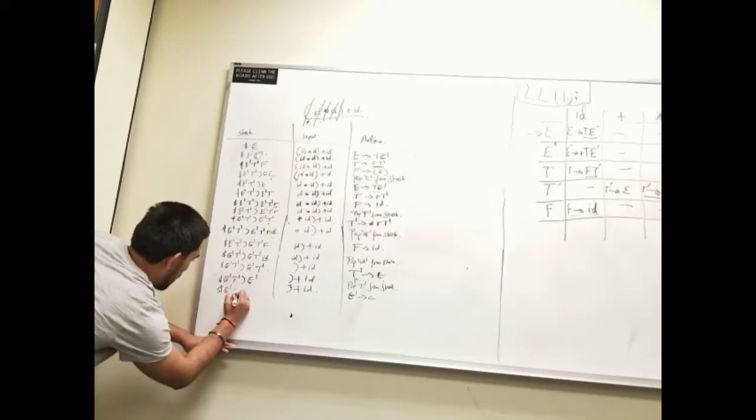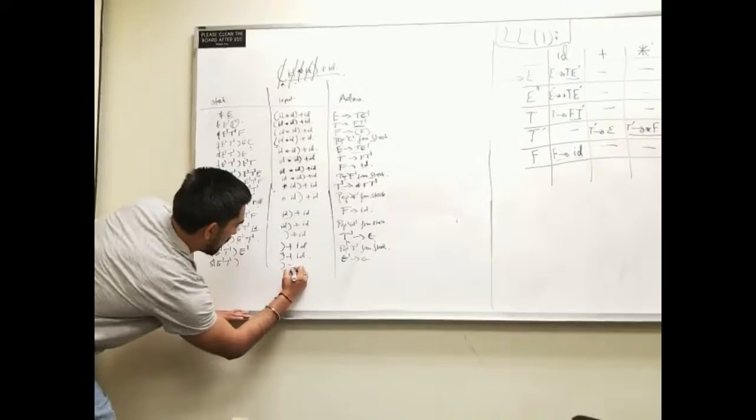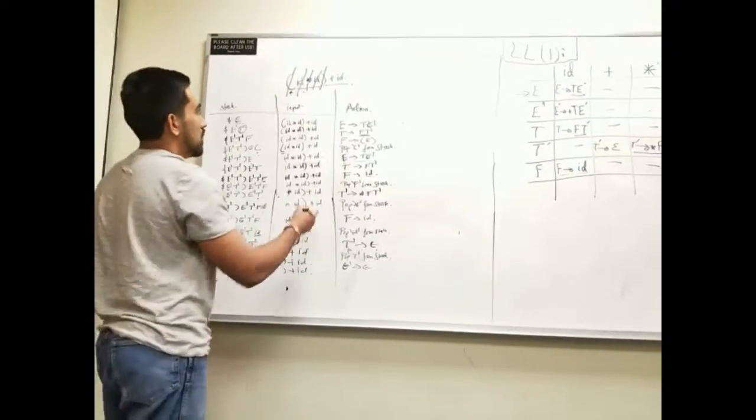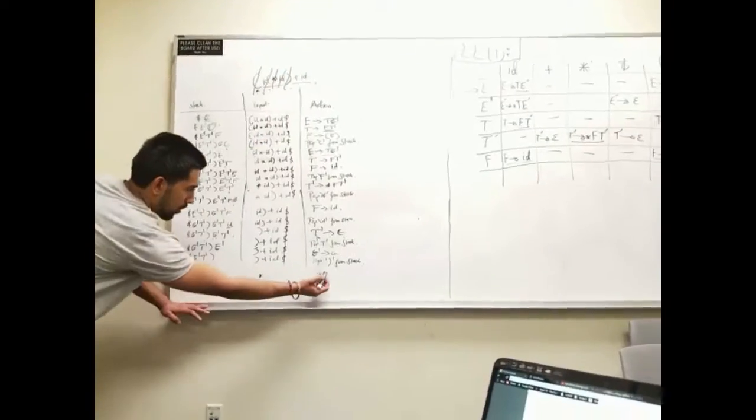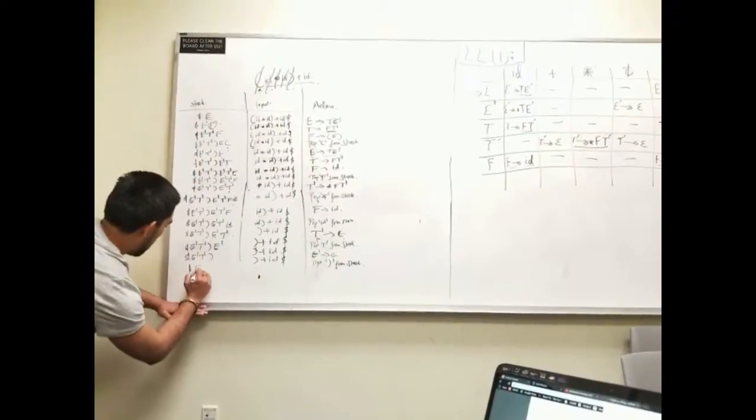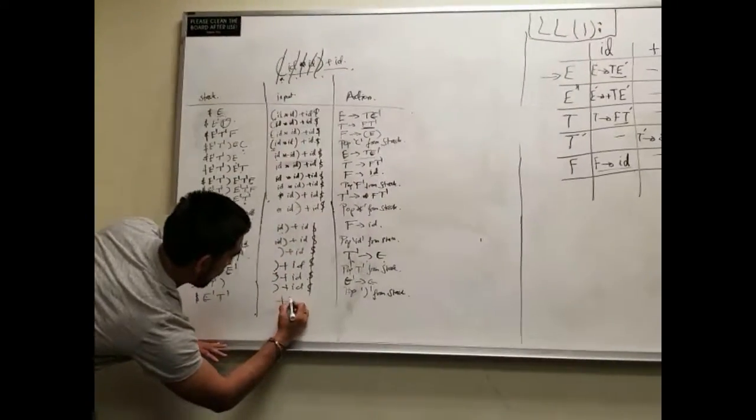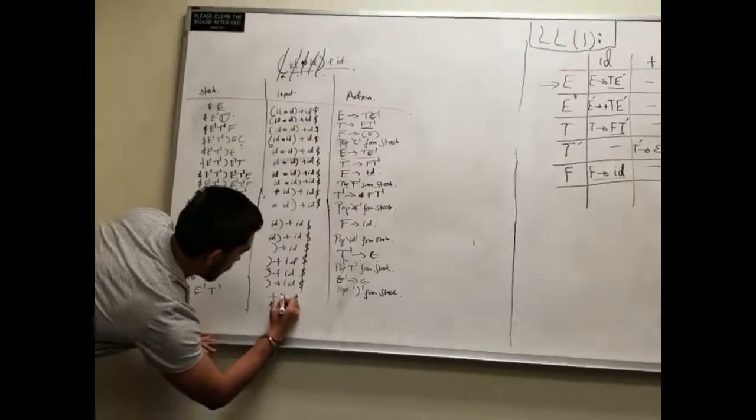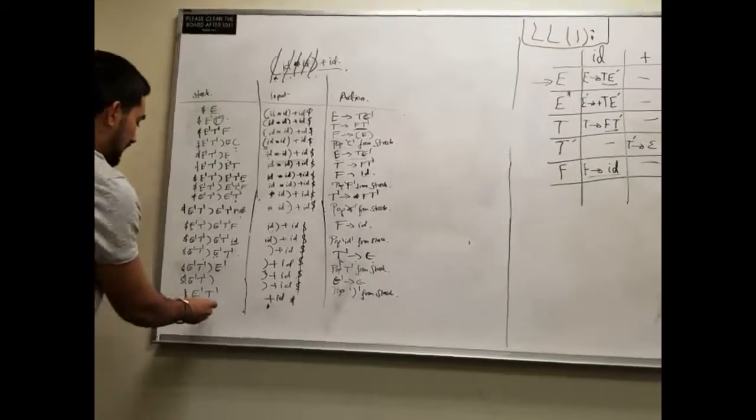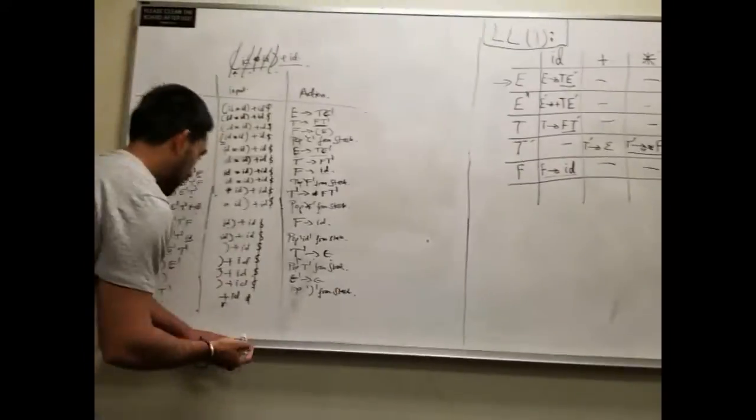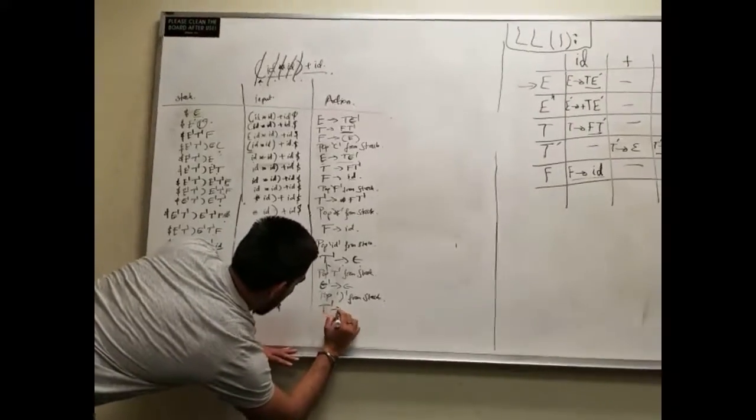So E prime, T prime, closing parenthesis, and the input will be still the same. As you can see, we got a closing parenthesis matching. So now I'm going to pop this right parenthesis from the stack. So it's going to be E prime, T prime, and as we remove the closing parenthesis from here, the input will only be plus ID and dollar sign. Now we're going to check T prime with plus sign. T prime with plus sign is T prime goes to epsilon.